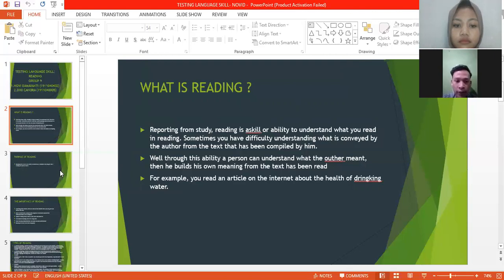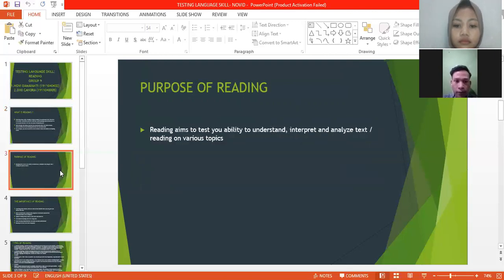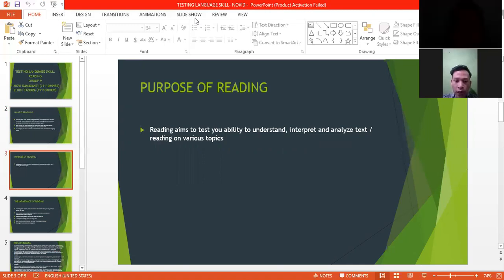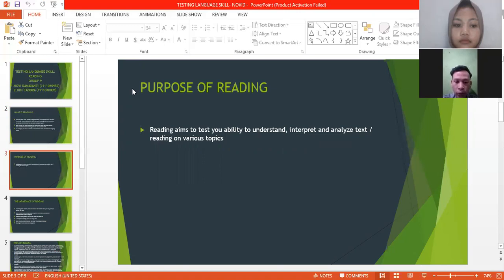Next slide. Purpose of reading. Reading aims to test your ability to understand, interpret, and analyze text or reading on various topics. Okay, next.